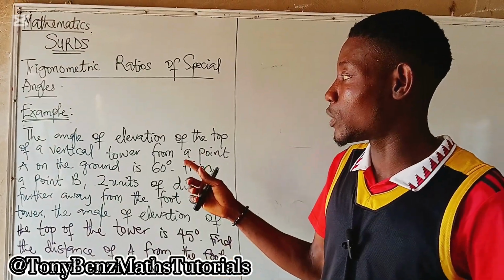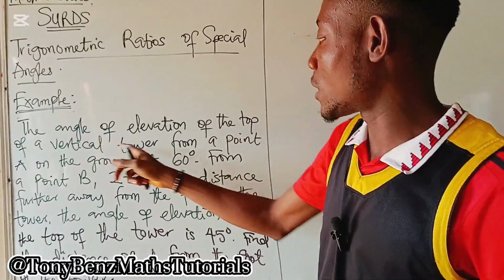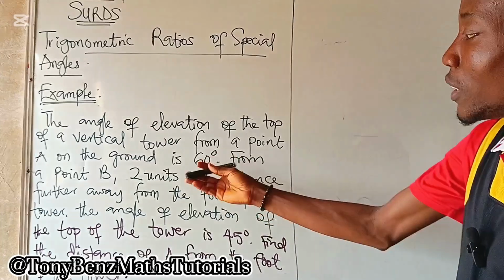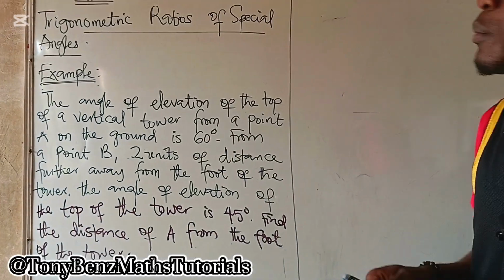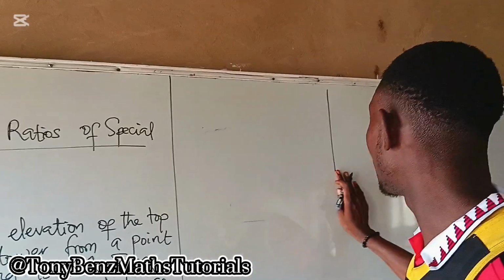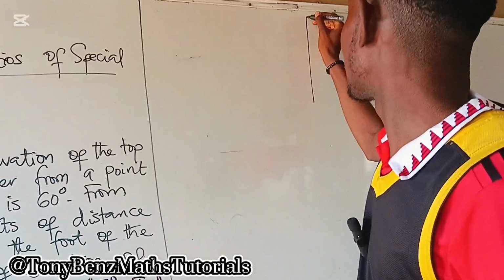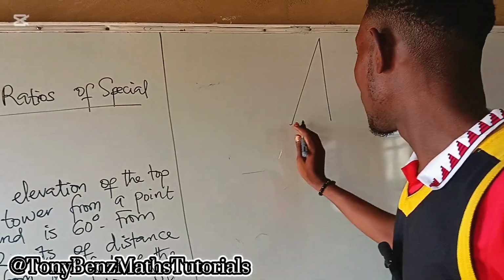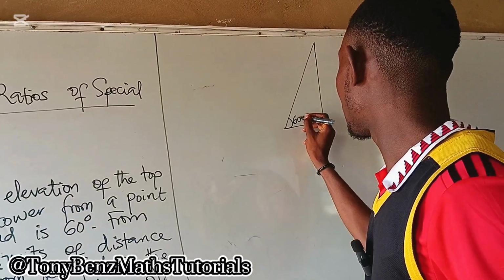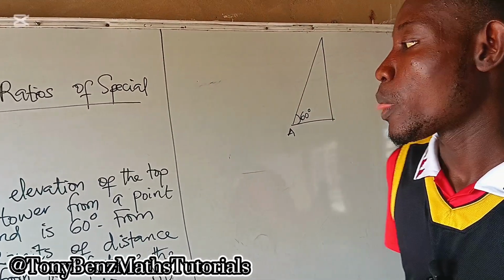Let us do justice to this question. They said the angle of elevation of the top of a vertical tower from a point A. As I'll be reading, I'll be interpreting it with a diagram. This is the vertical tower, and the angle of elevation from the tower to a point A on the ground is 60 degrees. This is the vertical tower.